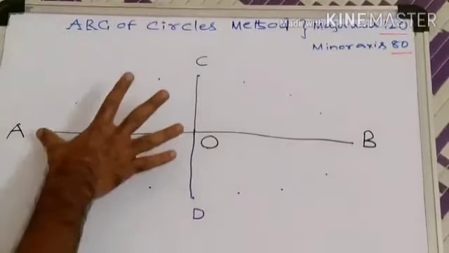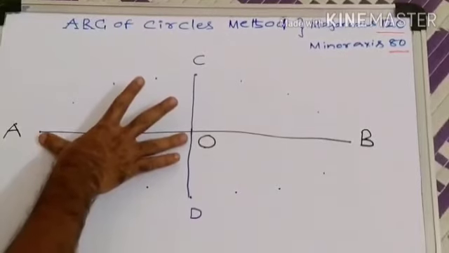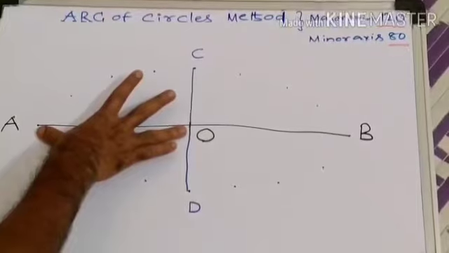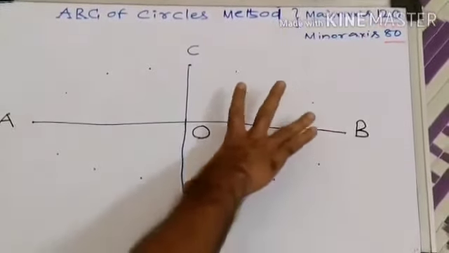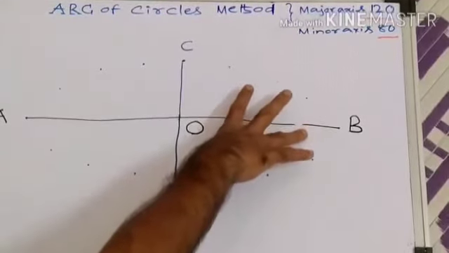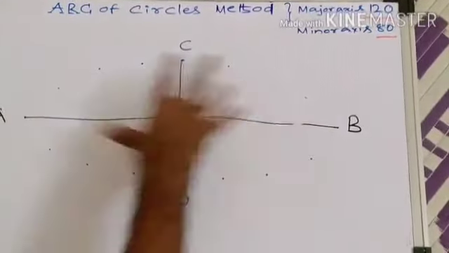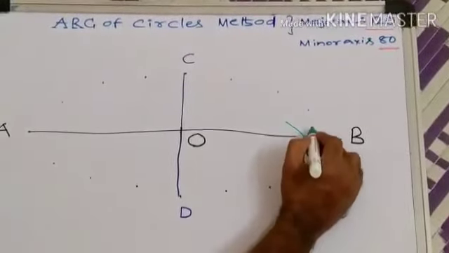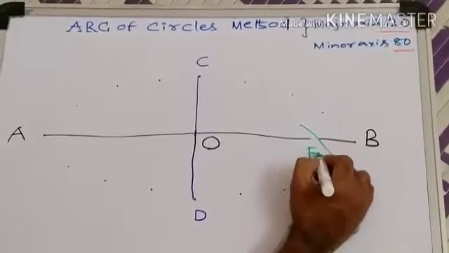Now you can see AB is the major axis, and half of the major axis length is the radius. D is going to be the center. I am drawing one arc on OB. You are getting an arc on OB. This is F2.